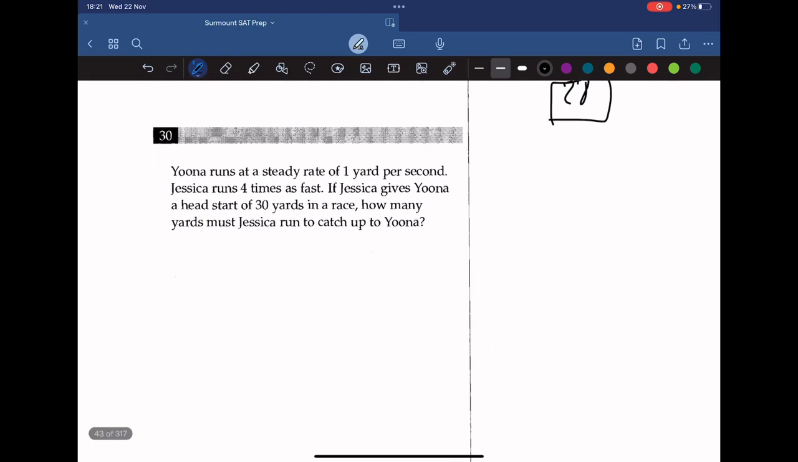Yuna runs at a steady rate of 1 yard per second. Jessica runs 4 times as fast. If Jessica gives Yuna a head start of 30 yards in a race, how many yards must Jessica run to catch up with Yuna? So Jessica can run at a rate of 4 yards per second.